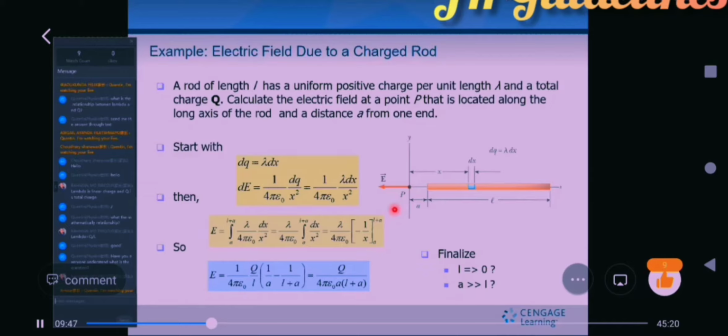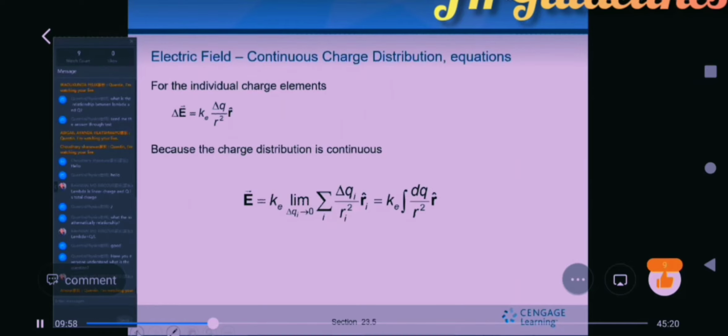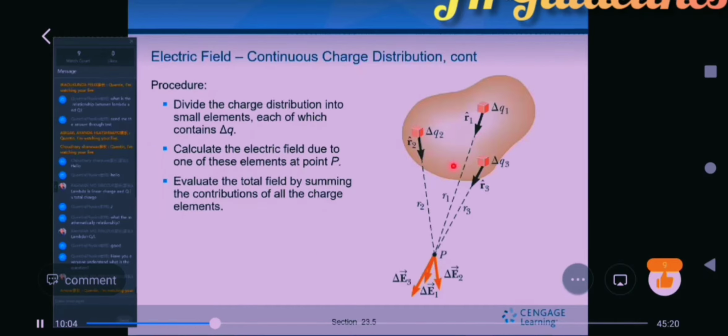Now, for this kind of problem, how are we going to solve it? Let me go back a little bit to my lecture yesterday. Basically, we are going to do an integration. That's what we're going to do. The idea is we have to divide the charge distribution into small elements.